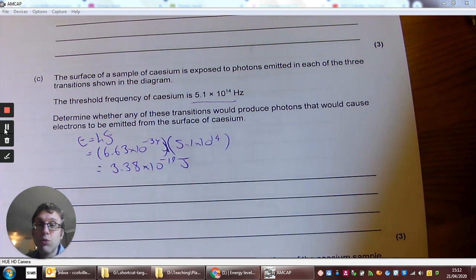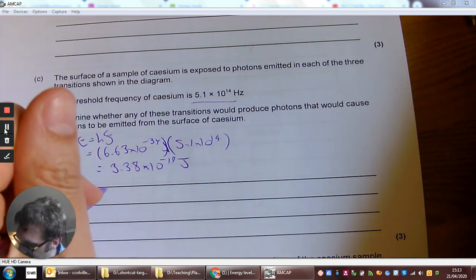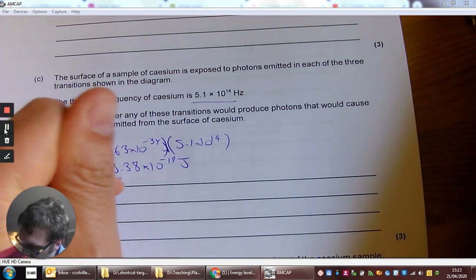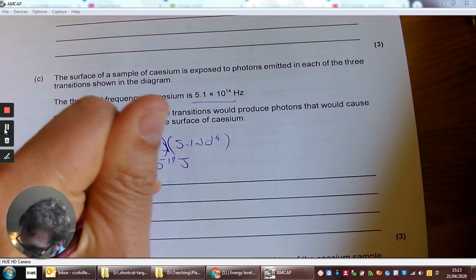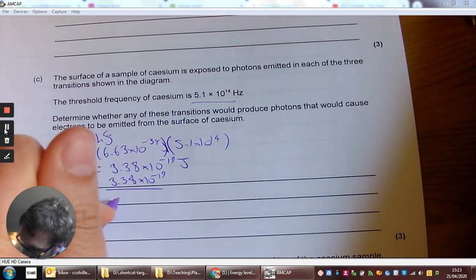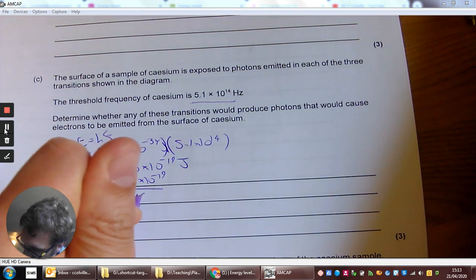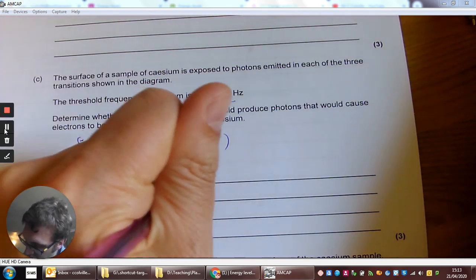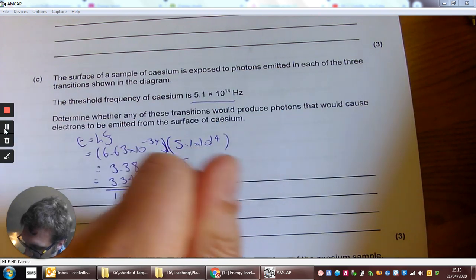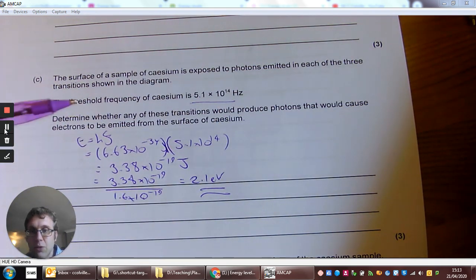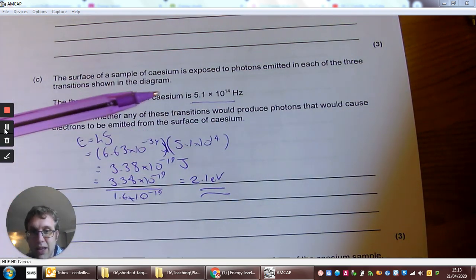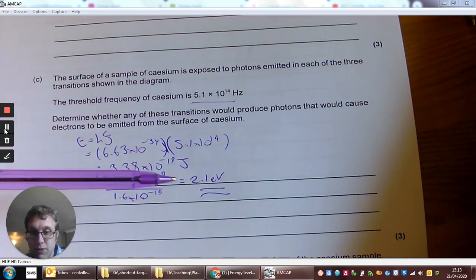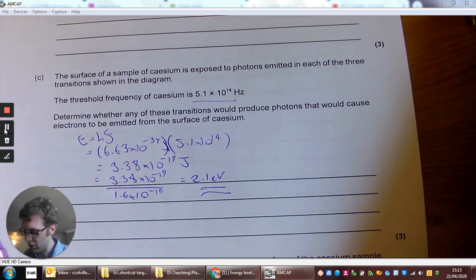Because our energy level diagram is all in electron volts, we can convert everything in electron volts into joules, or this into electron volts. That seems the easiest thing to do. So 3.38 times 10 to the minus 19 joules, let's divide that by the charge on the electron to give us 2.1 electron volts. So if any of these photons have an energy bigger than 2.1 electron volts, then we'll be able to do some of this photoelectric effect bits.